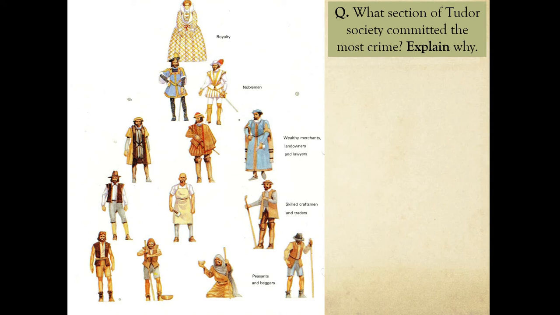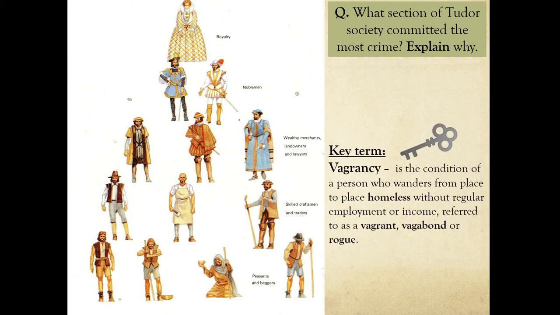Which section of Tudor society committed the most crime, do we think? So at the top there, this is how Tudor society looked. This is sometimes referred to as the Tree of Life. You had royalty at the top, and this had been the case for about 1,000 years, 500 years at this point. So you can see there Queen Elizabeth at the top, and then noblemen underneath her, wealthy merchants, landowners and lawyers beneath them. Beneath them skilled craftsmen and traders, and then beneath them peasants and beggars, the people that didn't have anything and were homeless and didn't have any kind of job or any kind of income or any source of help, really.